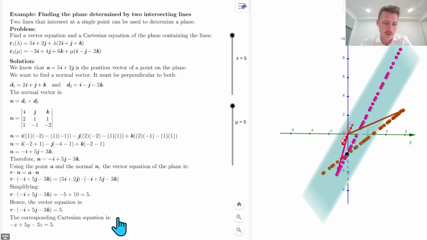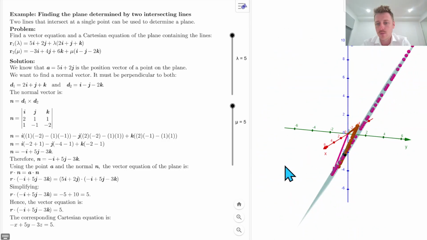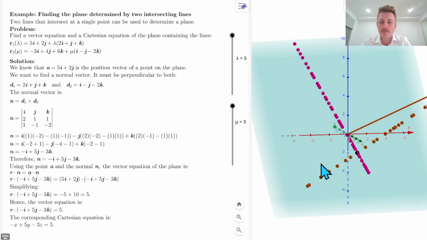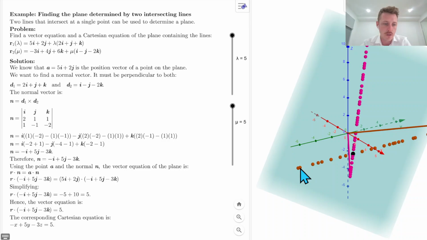And sure enough, following the steps from 2 or 3 slides ago now, the corresponding Cartesian equation is negative x plus 5y minus 3z equals 5. And that should be reasonably obvious just looking at that. And yeah, so they're the Cartesian and vector equations of this blue plane in space. 2 different ways to define it. There is also another way to do it using parameters, but I'll leave that as an exercise for you to go and do.